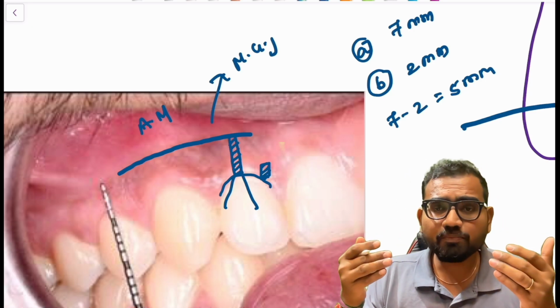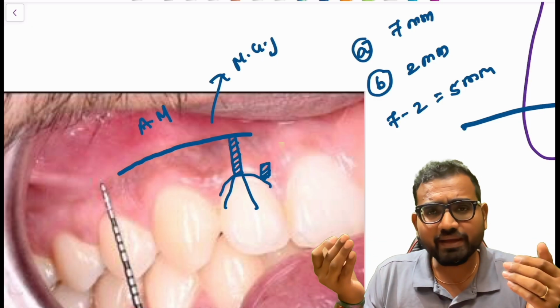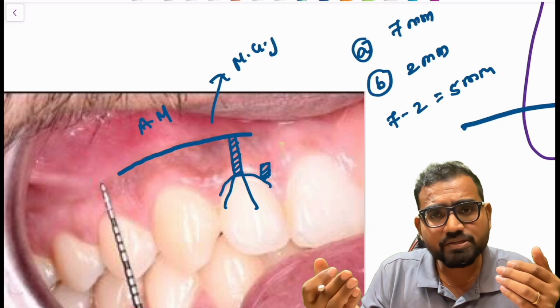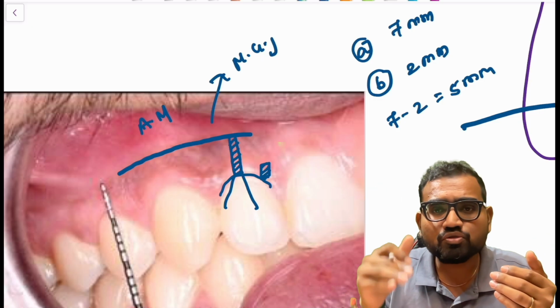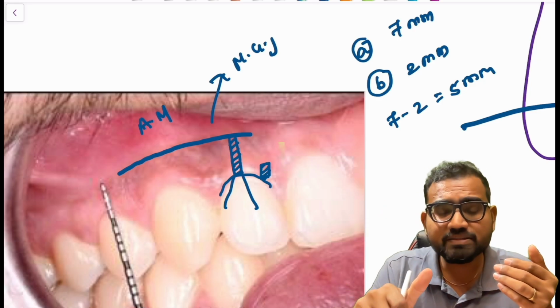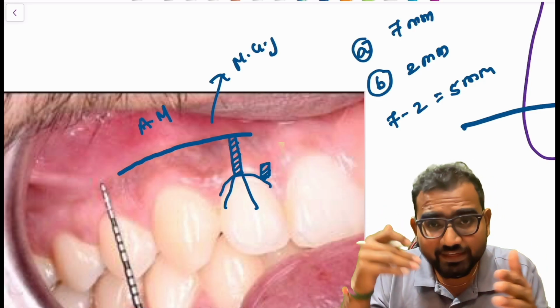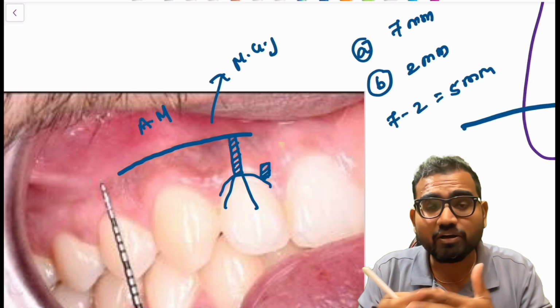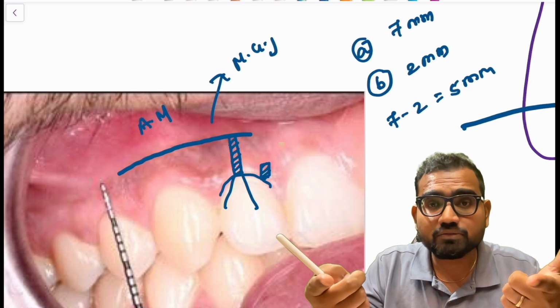So, I'm inserting the probe. Obviously, the probe will enter only when there is space. So the probe will stop when there is no space or when resistance is felt. That is where the attached gingiva begins. Because I am inserting the probe into the sulcus, inside the gingiva, I cannot visualize it externally, right?